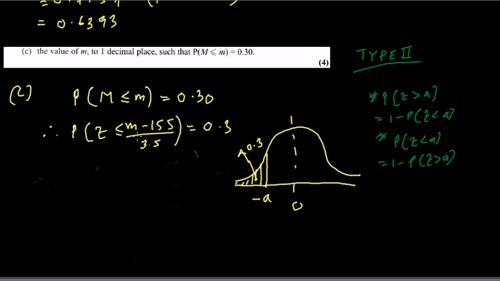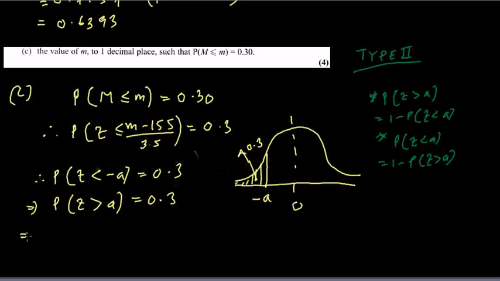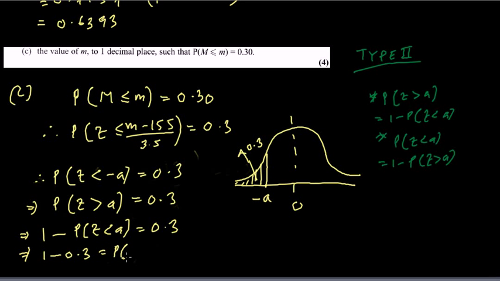So instead of this, let me write: therefore probability of z is less than minus a equals 0.3. When it is less than and it is negative, you can just reverse the symbol. Probability of z greater than a equals 0.3. Then if you have greater than, you can write 1 minus probability of z is less than a equals 0.3. Remember, in continuous distributions, whether you include the equal to sign or not makes no difference. So we can write 1 minus 0.3 equals probability of z is less than a. So we can write probability of z is less than a equals 0.7.